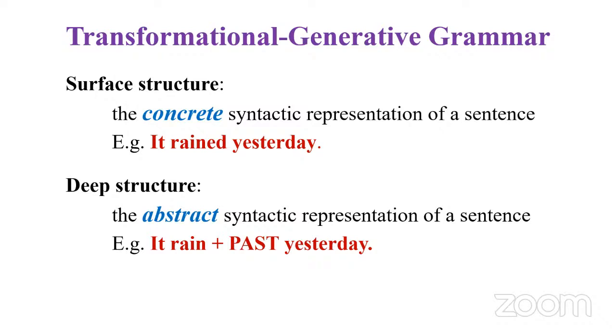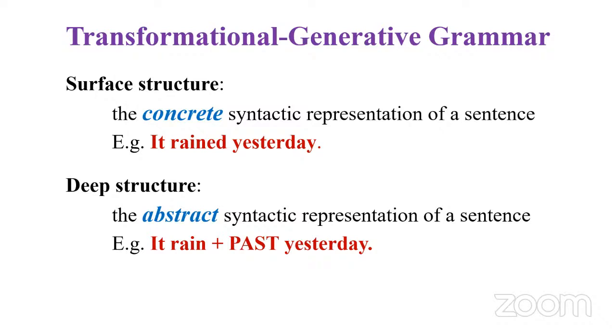So in between, something happened, kind of a transformation. So this abstract structure is transformed into concrete structure. So this is one of the explanations given by Chomsky about how we generate sentences or utter sentences. Okay, so this is the essence of transformational generative grammar.